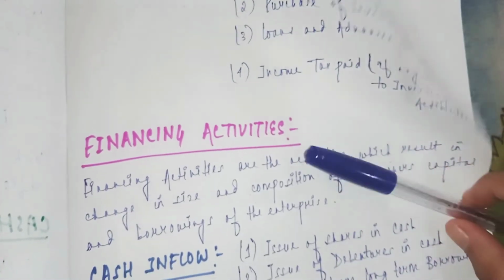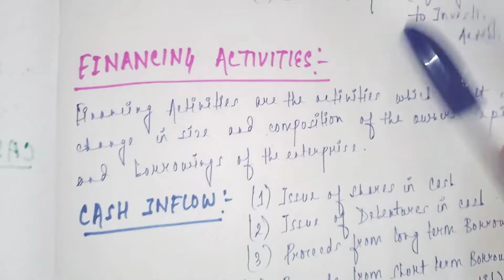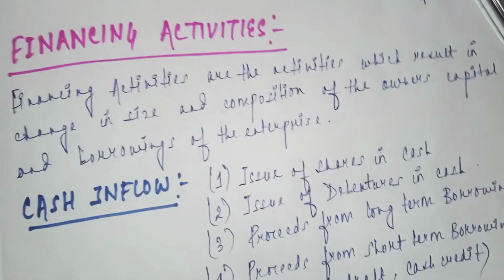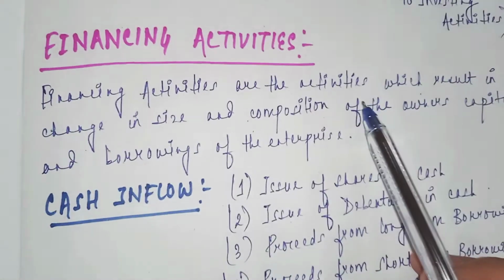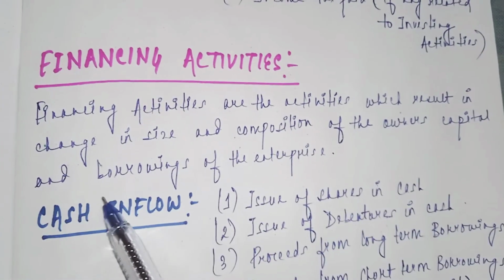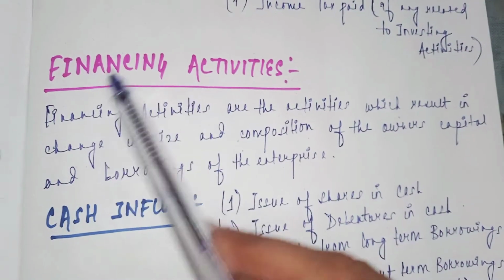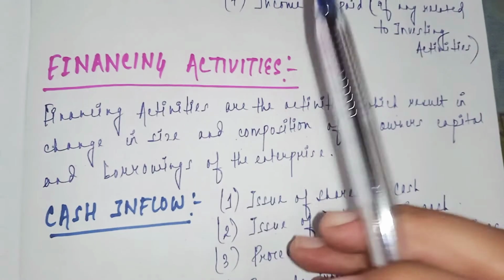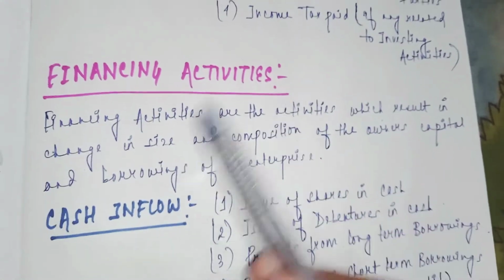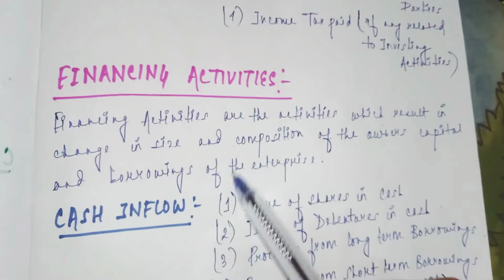Now we will go ahead with the third activity, that is the financing activity. What do you understand by financing activity? Financing activities are the activities which result in change in size and composition of the owner's capital and borrowings of the enterprise. By the word financing, we can understand the word finance, which involves the capital that is invested in the business, or any borrowings that have happened in the enterprise.